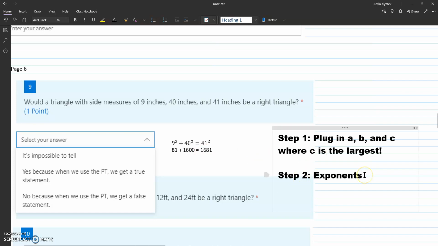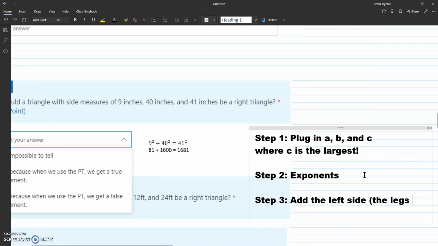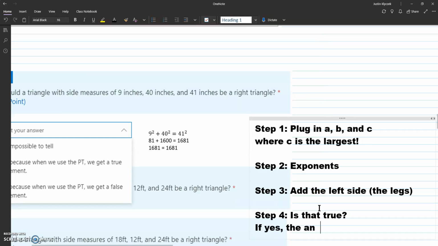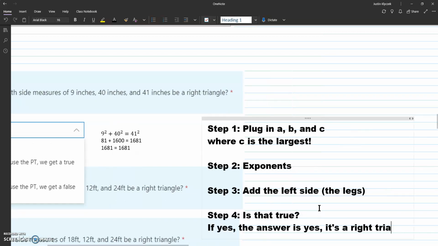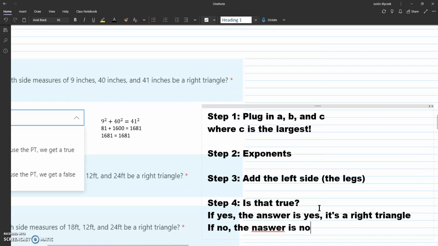Step 3 is we are going to add. So we're going to add the left side, which are the legs. That's going to be 1681 equals 1681. And the last part is just to see, is this true? If yes, the answer is yes, it's a right triangle. If no, the answer is no, it's not a right triangle.